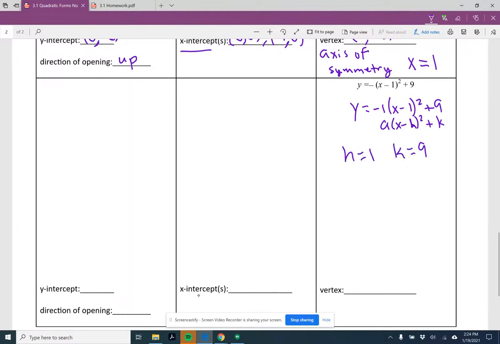If you look at it, the h value is always going to be what's inside the parentheses, what's making the inside of the parentheses equal to 0. So our vertex is 1 comma 9. And the axis of symmetry is going to be x equals 1. It's that line. All right, so we're going to go to the standard form next.